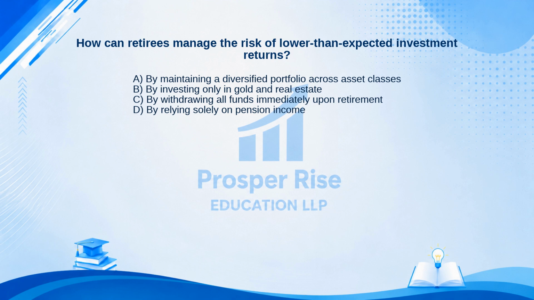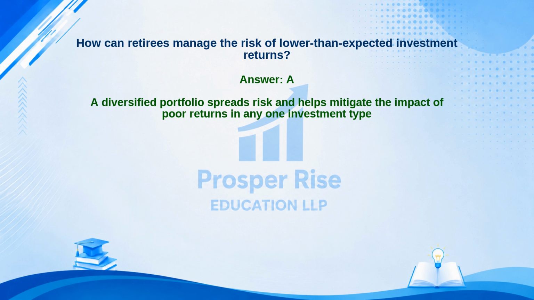Take a moment to pause the video and decide. The correct answer is Option A. Let's see why. A diversified portfolio spreads risk and helps mitigate the impact of poor returns in any one investment type.